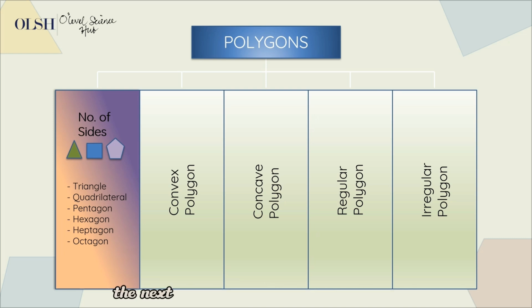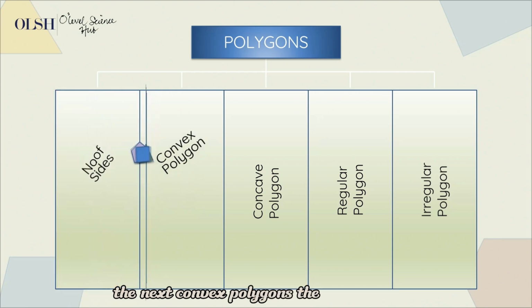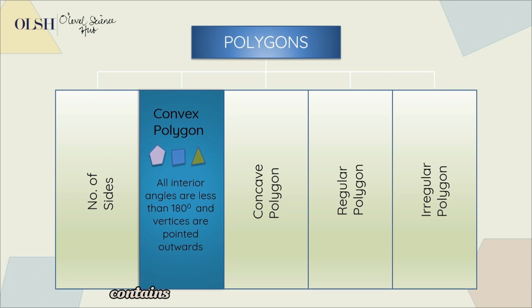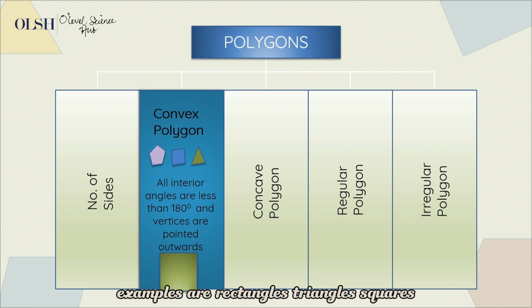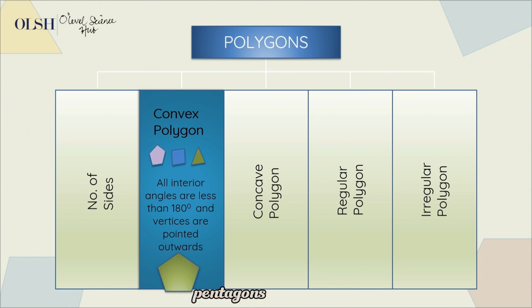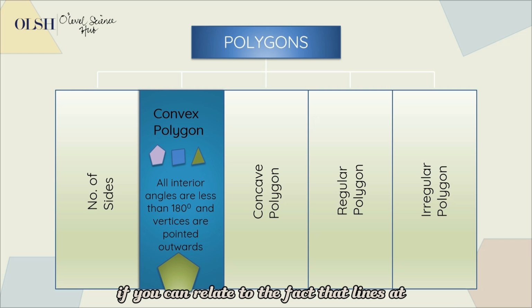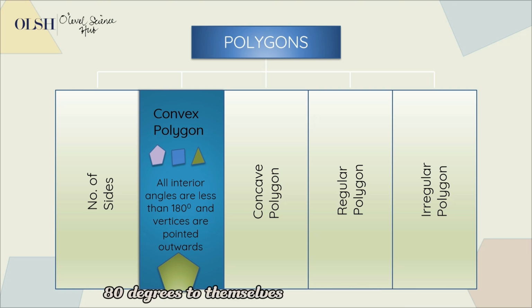The next, convex polygons. The classification contains all polygons with an interior angle less than 180 degrees. Examples are rectangles, triangles, squares, pentagons, and so on. If you can relate to the fact that lines at 180 degrees to themselves form a straight line, you will understand that a lot of polygons fall under this category.